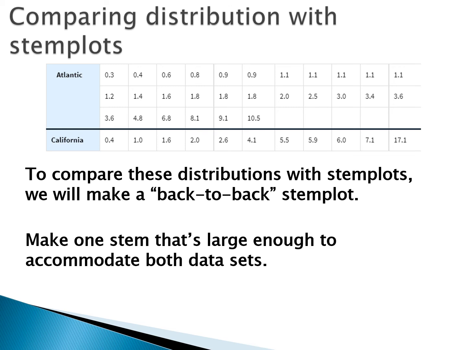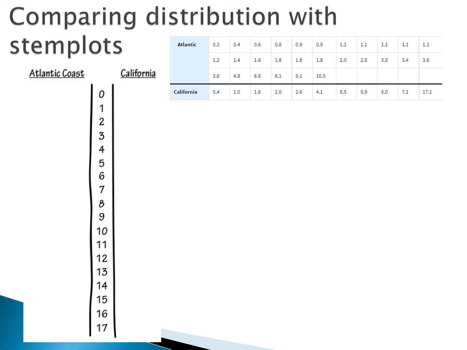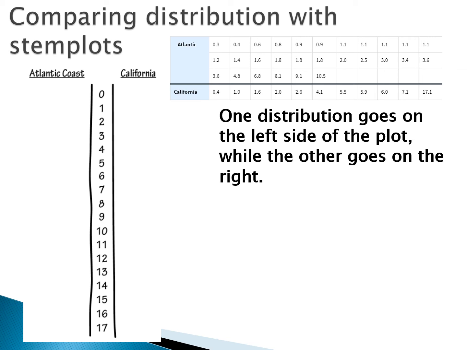So we're going to look at both of these data sets combined and find the minimum and maximum across both. The minimum looks like it's this 0.3 right here, which is in the Atlantic data set, and the maximum is this 17.1 in the California data set. So we have our stem going from that minimum to maximum, and we're going to put each data set on one side of this distribution. All the Atlantic values are going to go on the left, and all the California ones on the right.